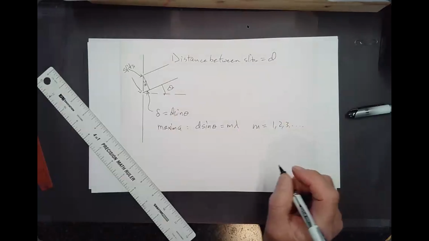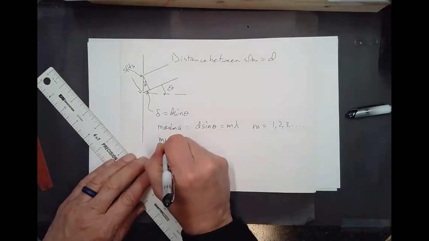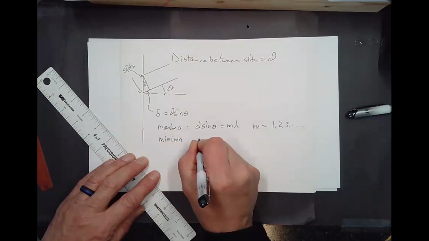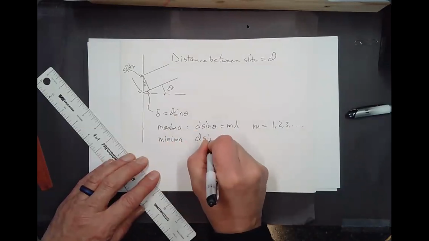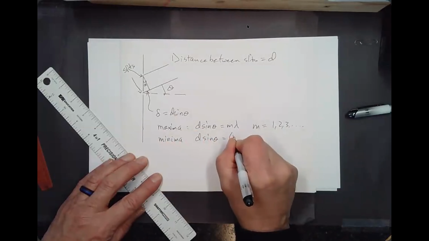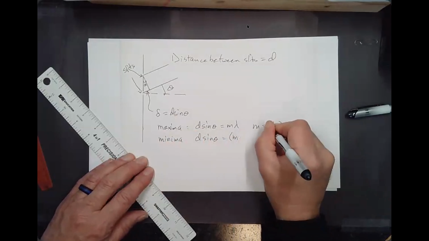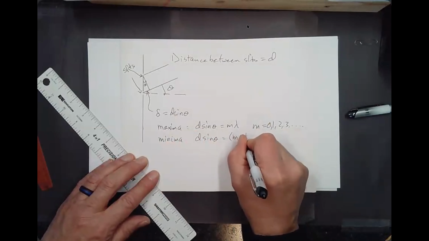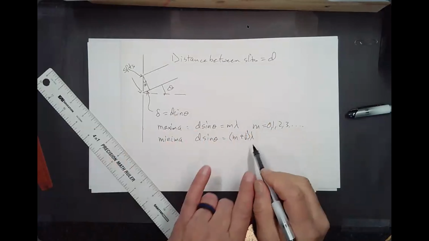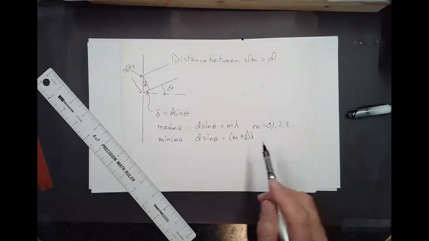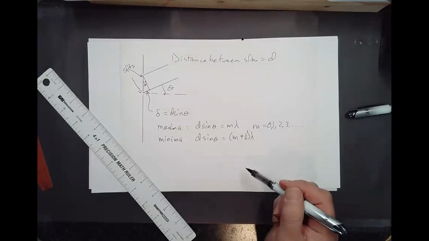So it works anyway. And minima happen when that path length difference is equal to m, I'll go ahead and include 0 here, m plus a half times lambda. So this would be half integer numbers of wavelengths, 1/2 wavelength, 3/2 of a wavelength, and so forth. And that's when you have complete destructive interference.